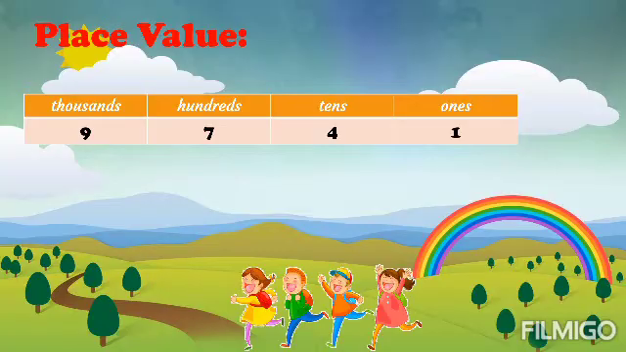So class, we are done with the thousands place. We are also done with the hundreds place. And now it's time for us to discuss the tens place. So the digit is 4, and let us know now its place value and value. So again, class, the same number. We have here 9,741, and let us focus on number 4 only this time.